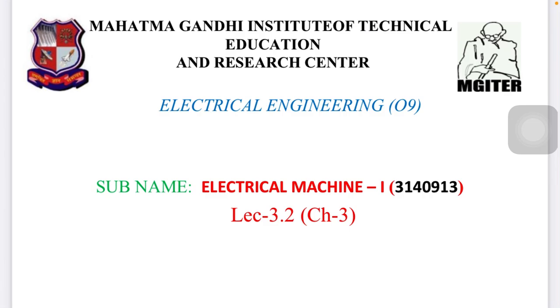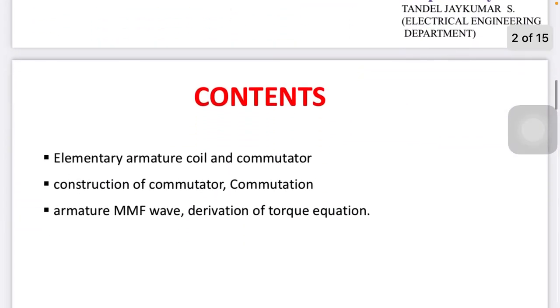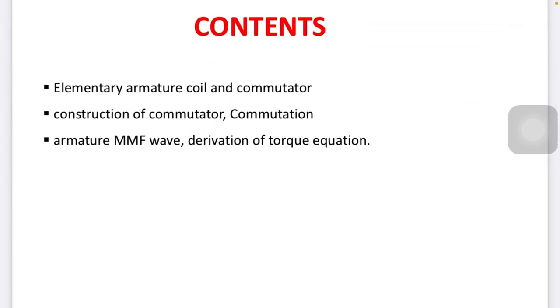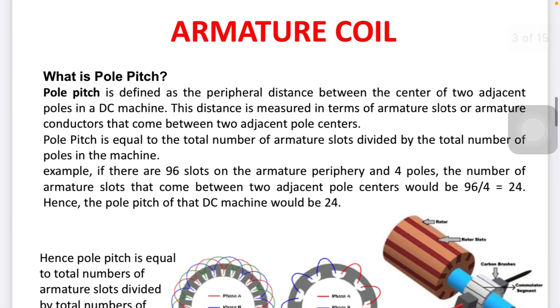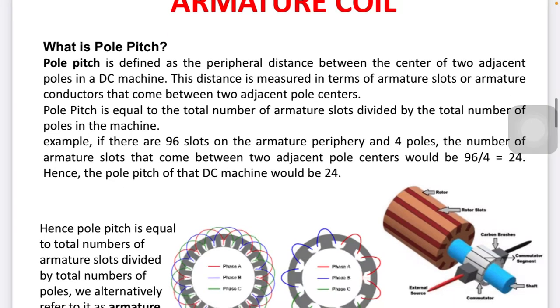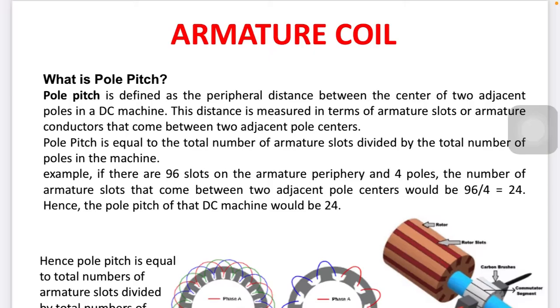So today we will discuss the detailed construction of the commutator and armature, and some important theory for the derivation of the torque equations. So let's begin. First of all, some important terms like pole pitch, back pitch, and front pitch, which we already discussed roughly on Google Meet. Now we start with the armature coil.